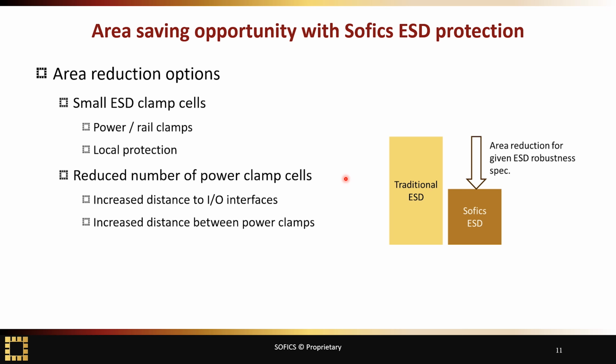Another thing, as I mentioned, area. By using Sofix ESD and I/Os, there is an opportunity to save area of the full chip. We provide ESD clamps, for instance for power rail clamps, but also for local protection, which are much smaller than the traditional approaches. And by reducing the number of power clamp cells, for instance a larger distance to the I/O interface or a larger distance between power clamps themselves, we can also reduce the total area.